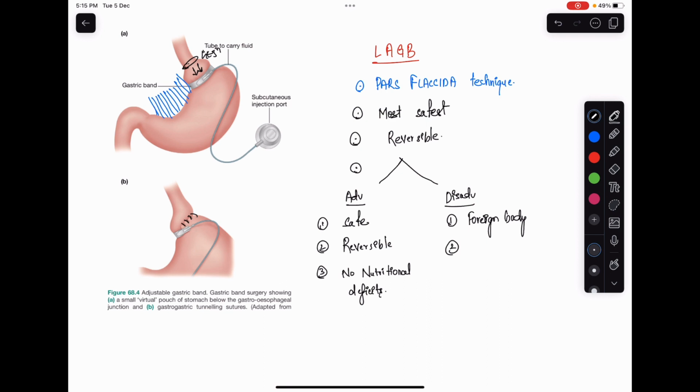And number 2, after this procedure, the patient needs to be so committed to it. Otherwise, he may cheat and this procedure won't be helpful to him. So it needs more commitment.